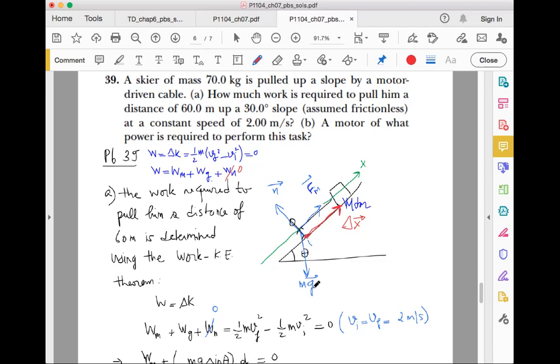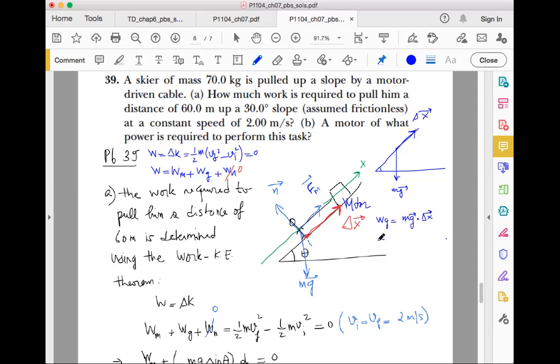But Wg, we can calculate it actually. Wg is the work done by the gravitational force, right? So if I make another figure around here, in order to calculate the work done by the gravitational force: here is your skier. This is the angle theta. This is mg, the gravitational force. And this is the delta x. These are the two vectors we are looking at in order to calculate Wg. And we know that Wg is the scalar product between mg and delta x, because mg is a constant force. So it's mg dot delta x.